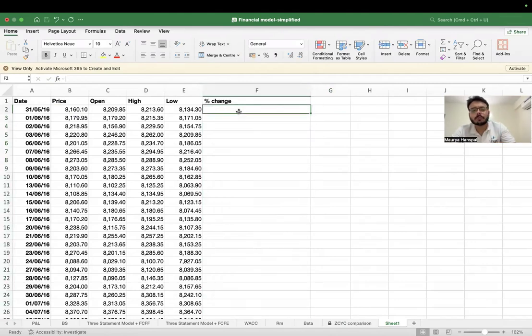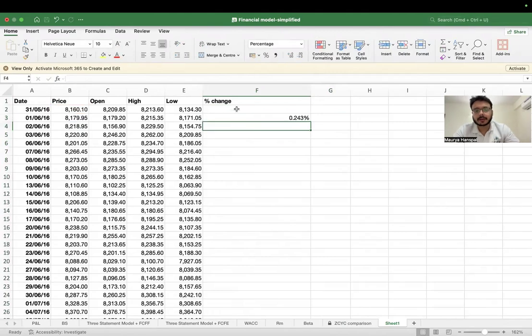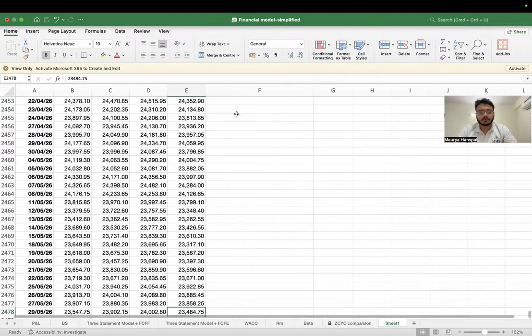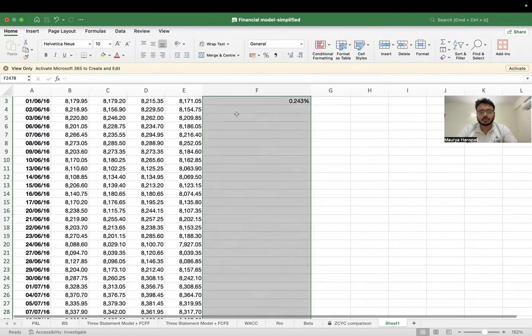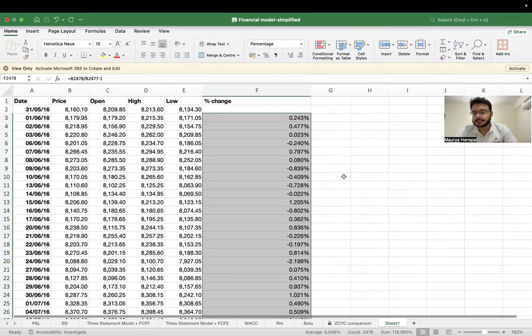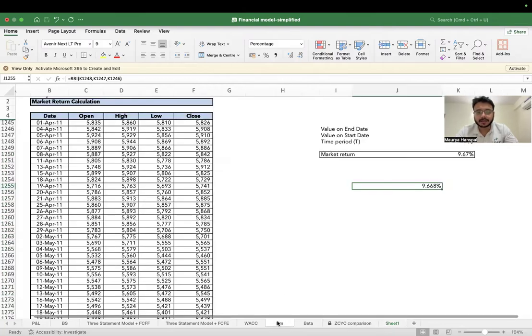Deleted this column of volume because मुझे उसकी need नहीं है. And I can just do final value divided by beginning value minus 1. And I can just simply drag it down. I can just go down, तो मेरा data है, control shift upwards, control D. I simply get the daily return, right? Percentage change in the daily return.